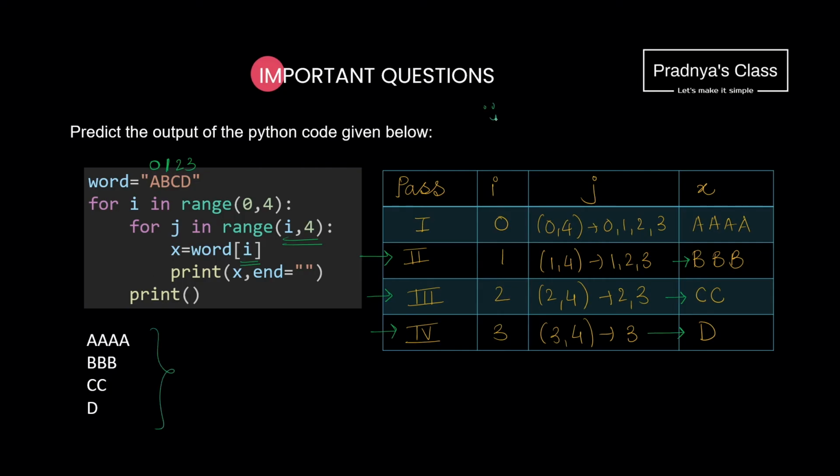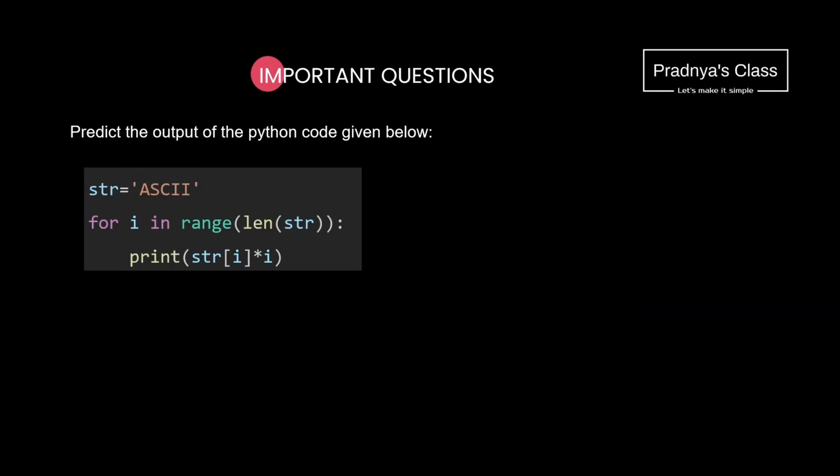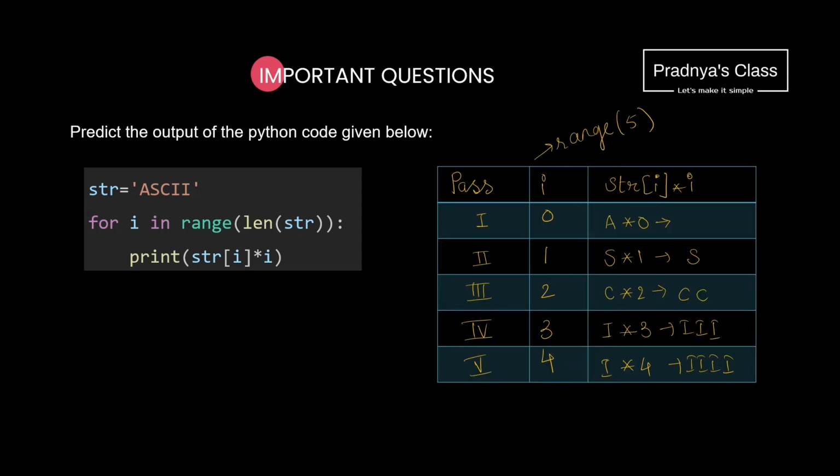Hope you could understand the execution of the loop. For every value of outer loop, inner loop first will get executed for its possible values. Here is one more question on the same category. Try to solve it yourself. Let's work out on the dry run table so it will be easy to guess the output.